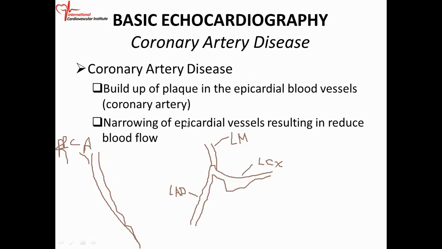Then you can get narrowing, which results in reduced blood flow. Again, it can be a gradual process if you have gradual buildup of plaque, but it can also be an acute process, and that's what we say when someone has a heart attack or an acute myocardial infarction. That's because the plaque ruptures and blood quickly clots on top of that and acutely blocks the blood vessels. All right, so those are the two acute scenarios.